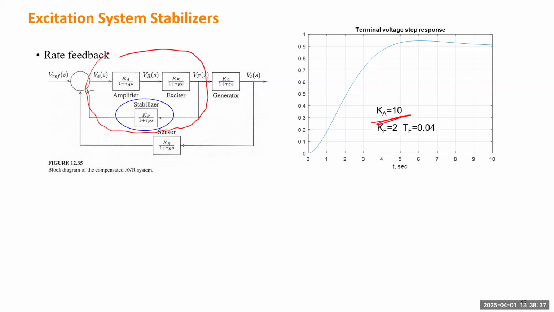So what this stabilizer does is basically just add a change to the open loop transfer function. Does anyone know how to change the open loop transfer function to improve the stability of a linear control system?